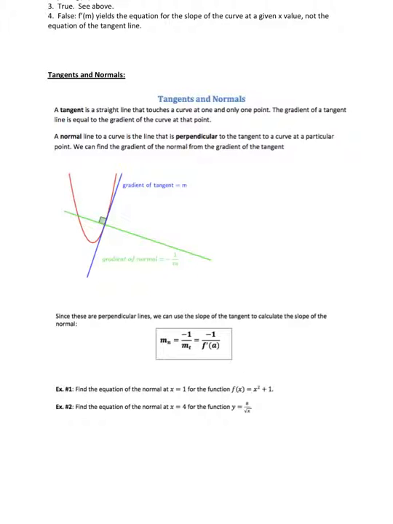And then we'll check. Find the equation of the normal at x equals 1 for the function f of x equals x squared plus 1, and the equation of the normal at x equals 4 for the function y equals 8 divided by the square root of x. If you get done ahead of time, feel free to check the key on OneNote. If not, just keep working.